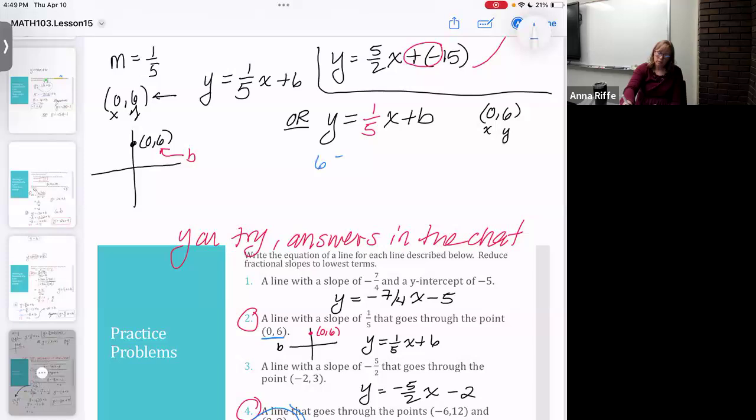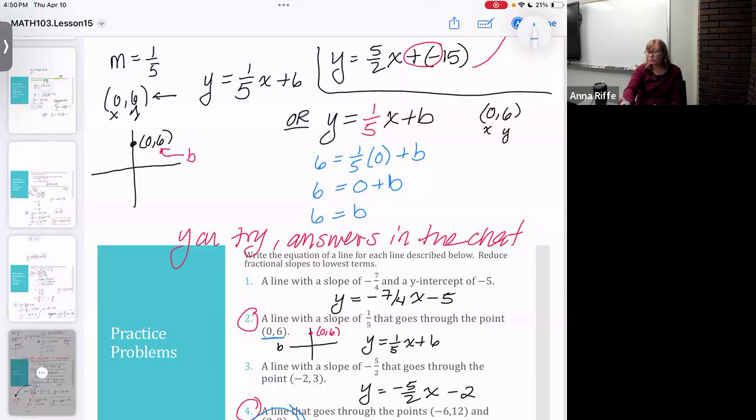So y, which is 6, is equal to 1/5 times x, which happens to be 0 here, so that's handy, plus b. So I've got 6 on the left. I'm going to do my multiplication on the right. 0 times anything is 0, plus b. Regardless of how you think about this, 0 plus b is b. Or you could subtract 0 from both sides. You get the same result. 6 minus 0 is 6. That will give me 6 is equal to b.